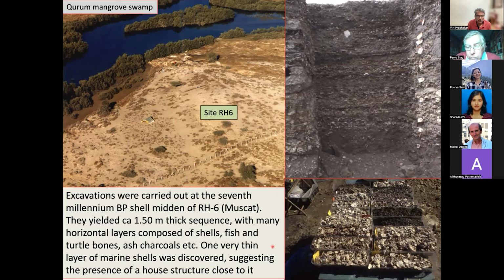You see a lot of charcoal, a lot of shells, quite a huge amount of fish and turtles and so on. So throughout 1,000 years, all these different levels accumulated one above the other. It is more than 1 meter thick. It is still there. If you go to Muscat, you can see it, maybe not in this condition, but anyway, it is there. And it is very interesting because this site was settled immediately, I think, 1,000 years before the other site of RH5 was settled.